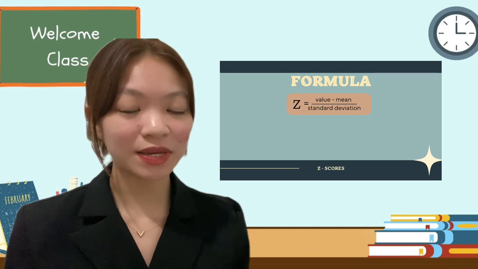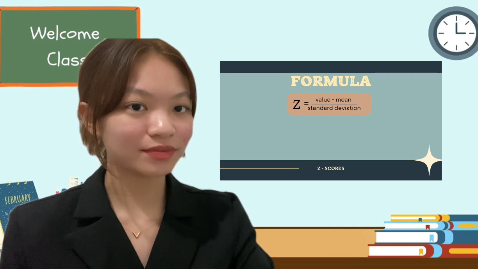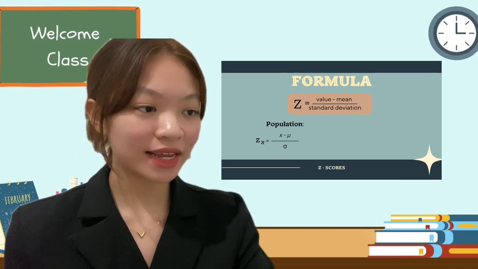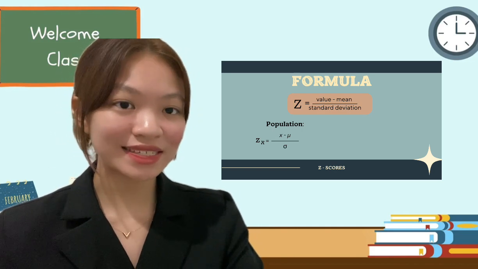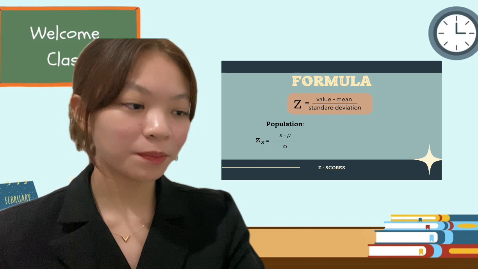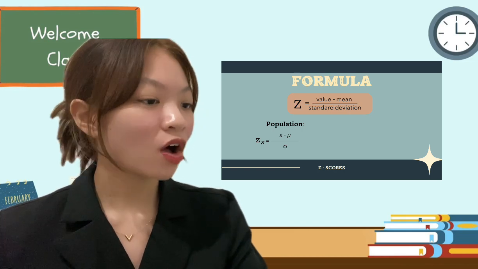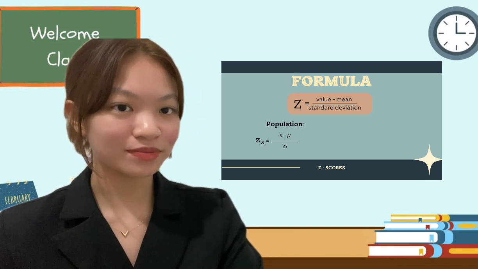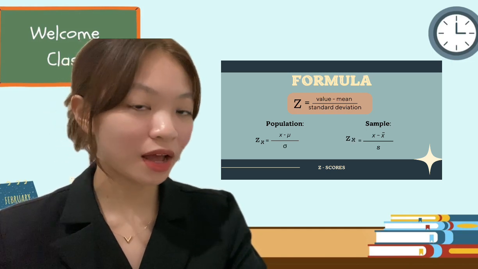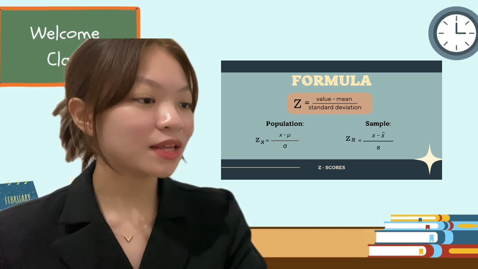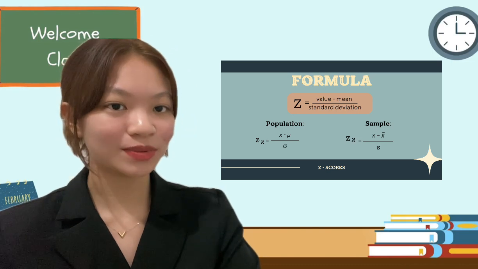We are going to use the formula of value minus mean all over the standard deviation. For population data, we'll be using the formula of x minus the mean, and as you can see, the symbol for the mean in population is the mu symbol, all over the standard deviation. And for sample data, we will be using this formula, which is x minus the mean over the standard deviation.